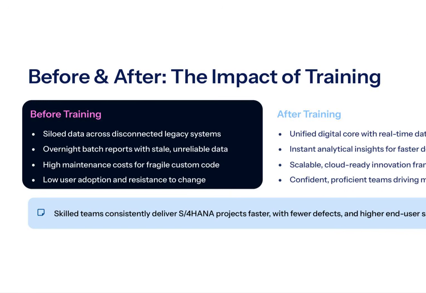The impact of training on an organization can be seen in two distinct ways: before and after. Prior to implementing our training solutions, many organizations were plagued by siloed data, disconnected legacy systems, and overnight batch reports that provided stale and unreliable information. This led to low user adoption and resistance to change, resulting in high maintenance costs for fragile custom code.